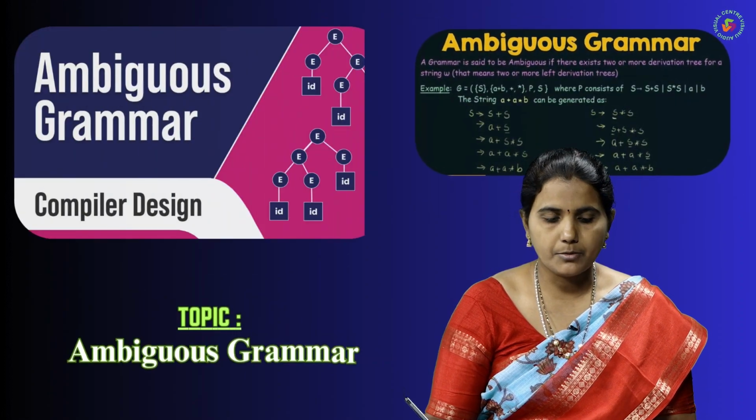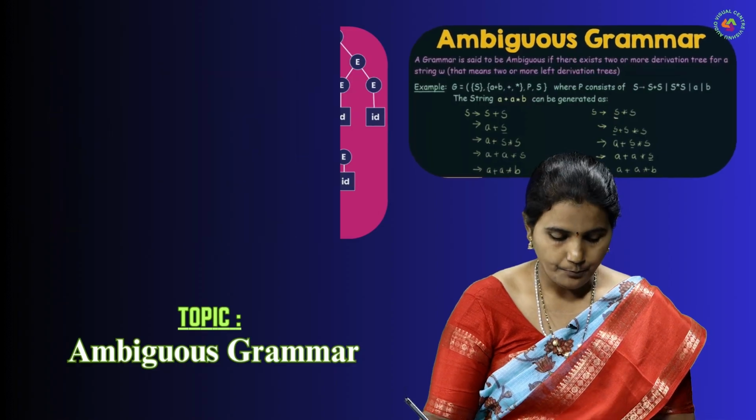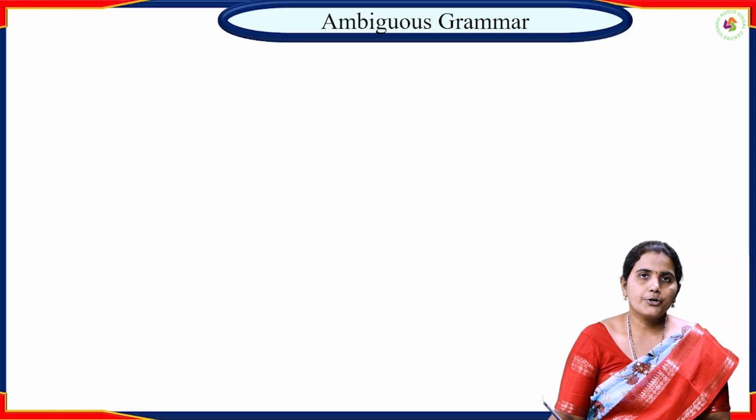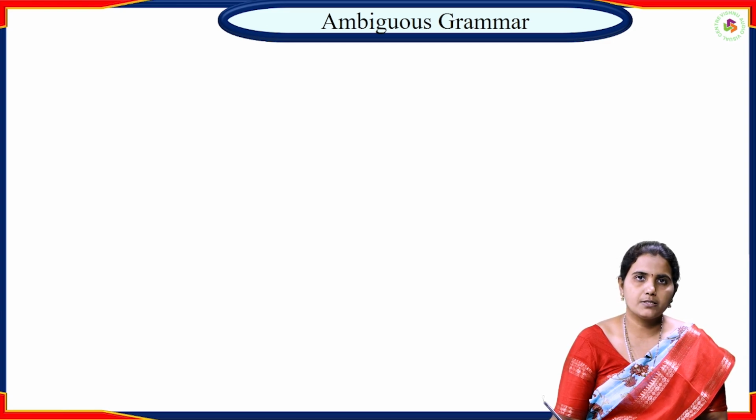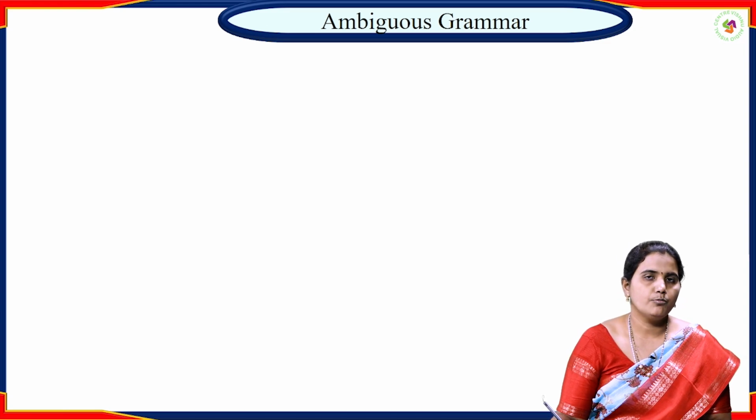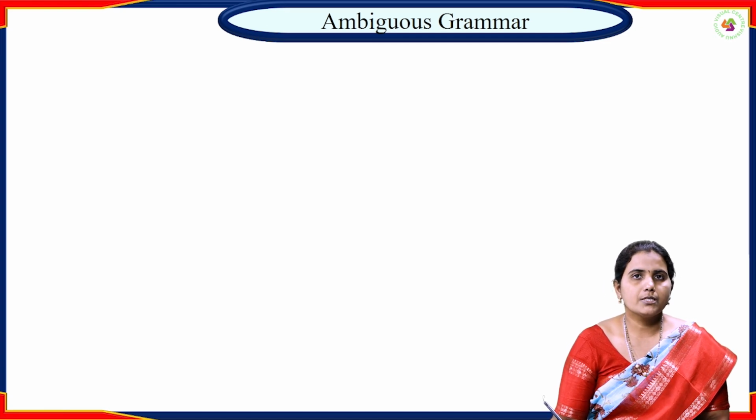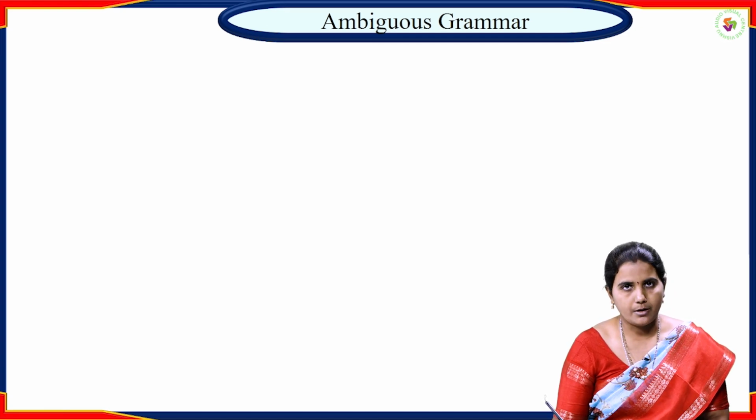Today we are going to explain the topic ambiguous grammar, subject compiler design. Before going to that, what is meant by ambiguous grammar? If we produce one or more parse trees, either by leftmost derivation or rightmost derivation, that grammar is called an ambiguous grammar.